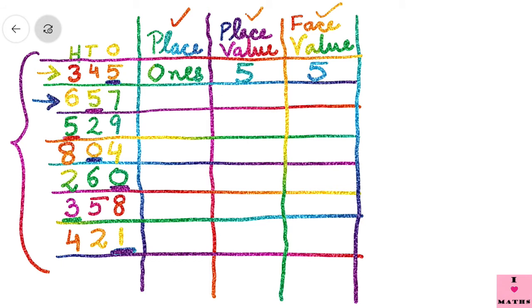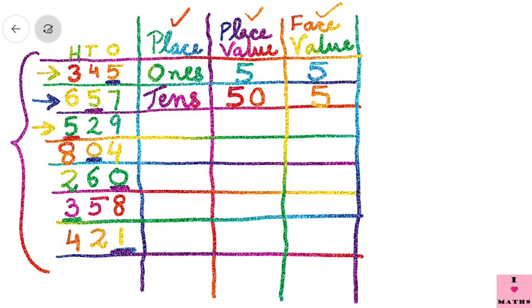In the number 657, now 5 is at tens place. So the place of 5 in 657 is tens. And since its value is 5 tens or 50, we will write down 50 in its place value. And 5 looks exactly the same as it was looking in the upper number. So the face value of 5 is 5.